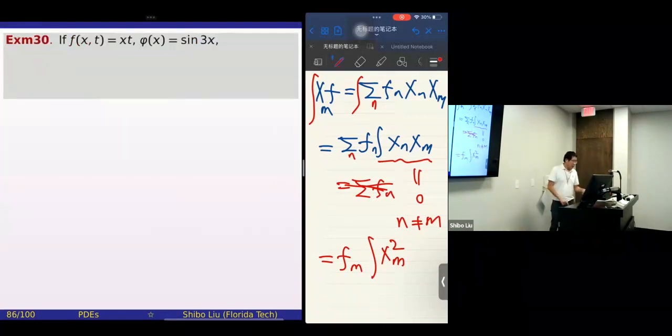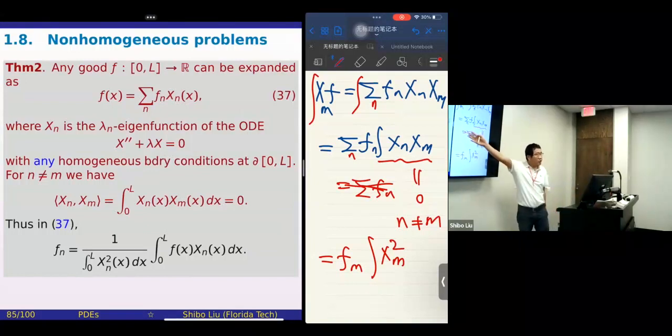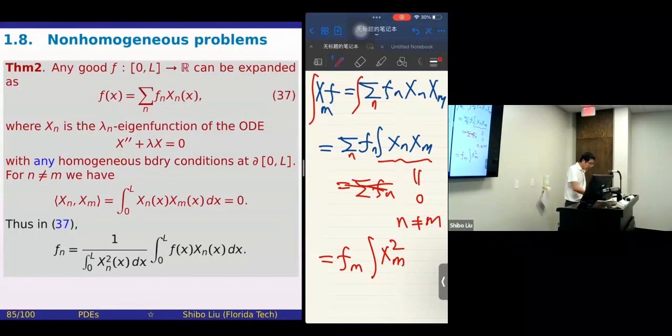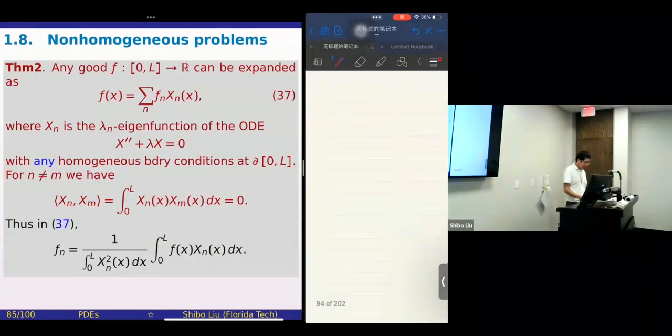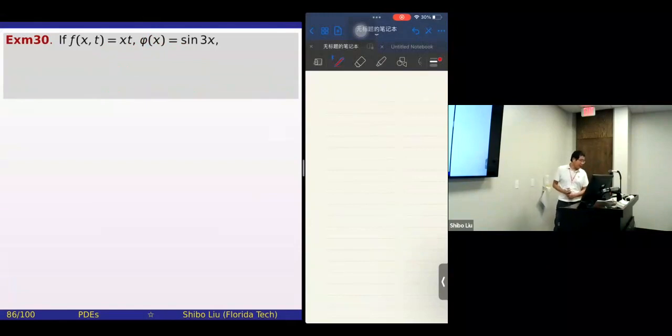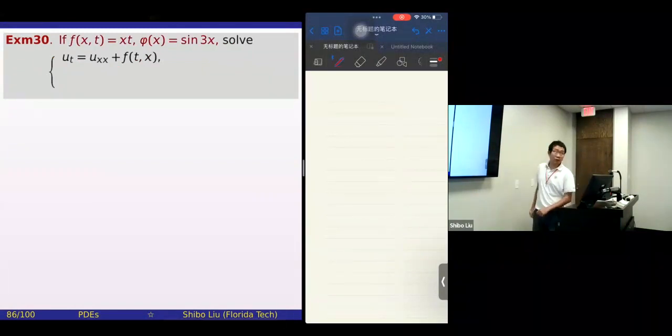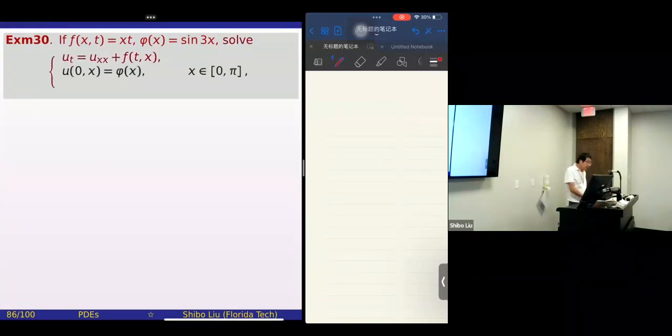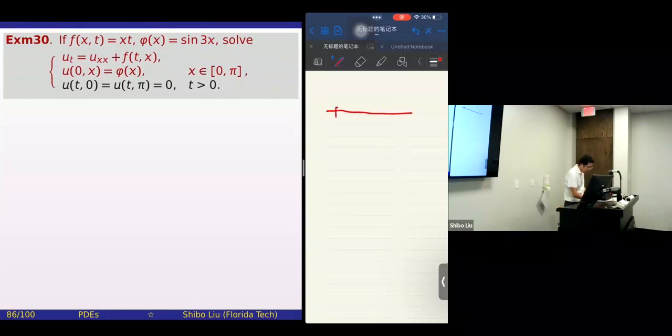Now, let's consider this example. Let's see how to apply this expansion theorem to solve some non-homogeneous PDE. So this is the example. F is a function of x and t. Phi is sine 3x. Then this is a non-homogeneous heat equation, non-homogeneous because on the right hand side we have an F there. Then this is the initial condition at t equal to 0, and this is the boundary condition at x equal to 0 and x equal to pi.